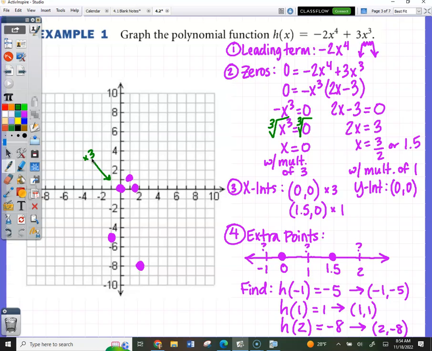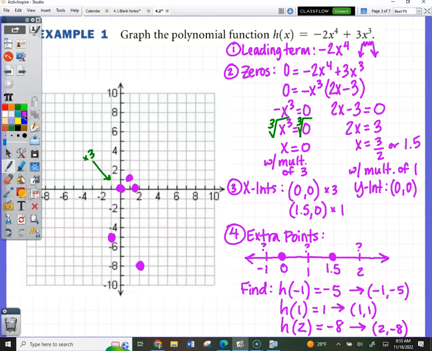Okay, think to yesterday. If it has an even multiplicity, it's exactly like the even behavior of a graph. It's going to come to the x-axis, bounce off of it, and go back in the direction it came from. If it has an odd multiplicity, it's going to come to the x-axis and then lay across it just a little and then cross over. Okay? So here's where you're putting it together.